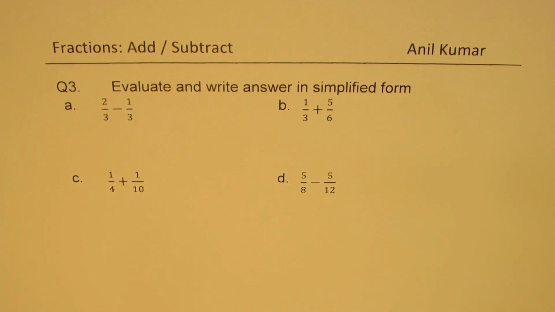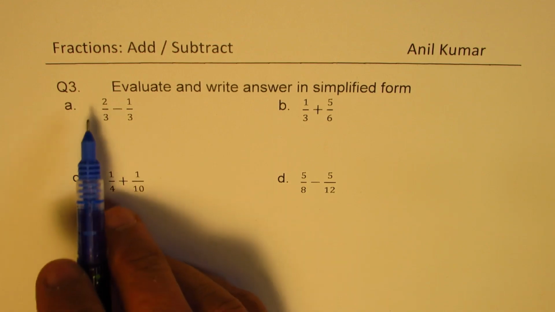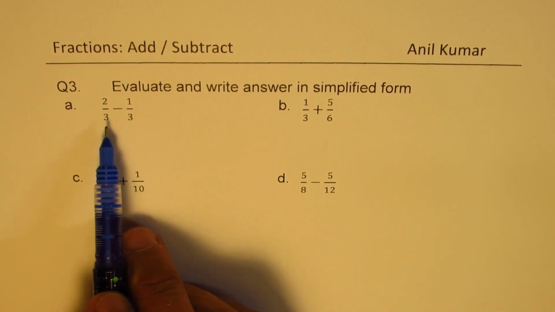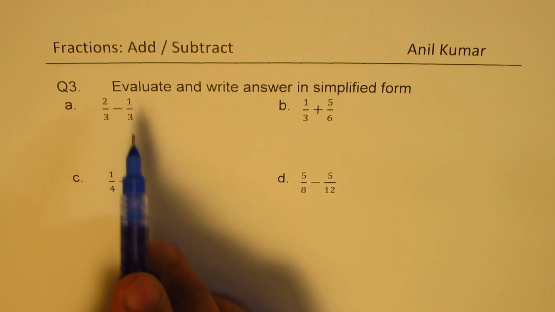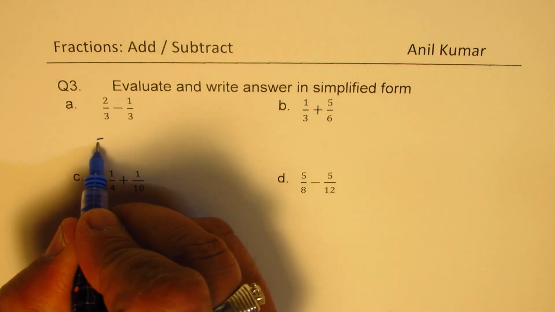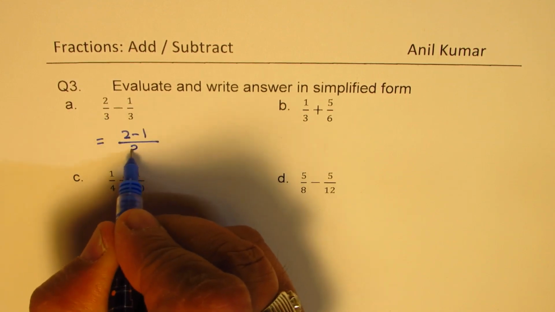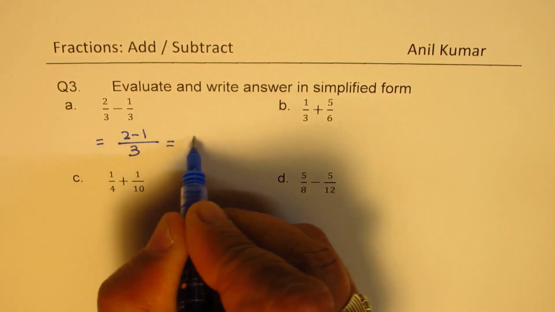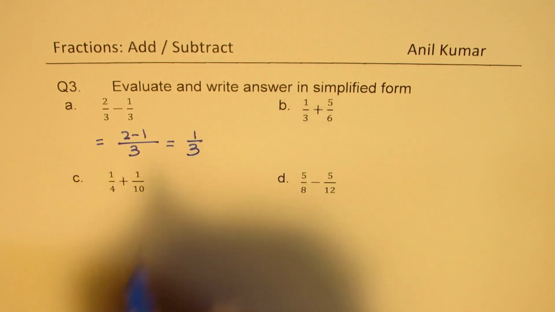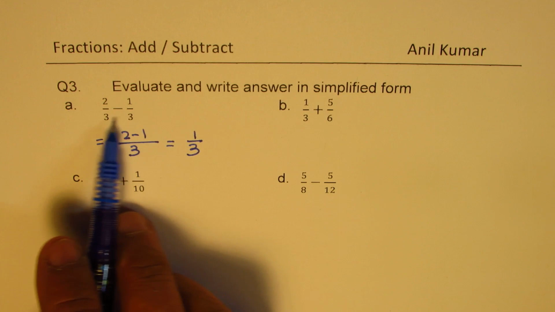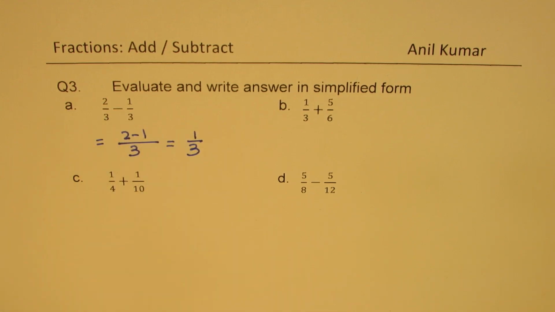To begin with, we have taken a very simple example where the denominator is the same, 3 and 3. If the denominators are the same, you can directly subtract, and we could write this as 2 minus 1, and we have a common denominator of 3. So we get 2 minus 1 as 1, and 1 over 3 is our answer. You take away 1 from 2, denominators remain the same, so 1 over 3 is your answer.